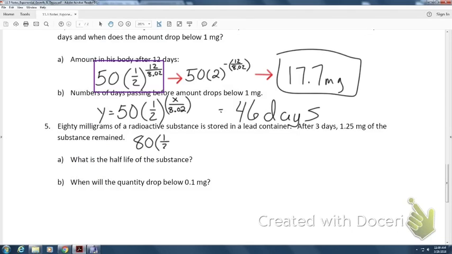What is my T? 3. What is the K value? Nope. That's how much is left after 3 days. The K value is the time it takes for it to be cut in half. We don't know it, so it's X, and we want to know what X value. Exactly. So how do I solve this?